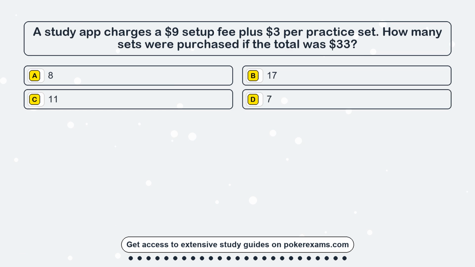Question 18. A study app charges a $9 setup fee plus $3 per practice set. How many sets were purchased if the total was $33? Option A, 8. Option B, 17. Option C, 11. Option D, 7.